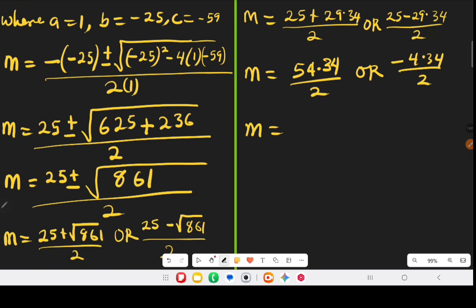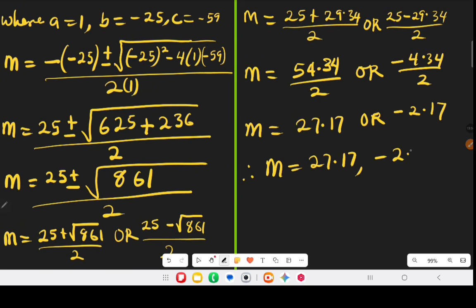When we divide 54.34 by 2, we have 27.17, or when we divide minus 4.34 by 2, we have minus 2.17. Therefore, m is equal to 27.17, comma, minus 2.17 as the answer. Now, let's check.